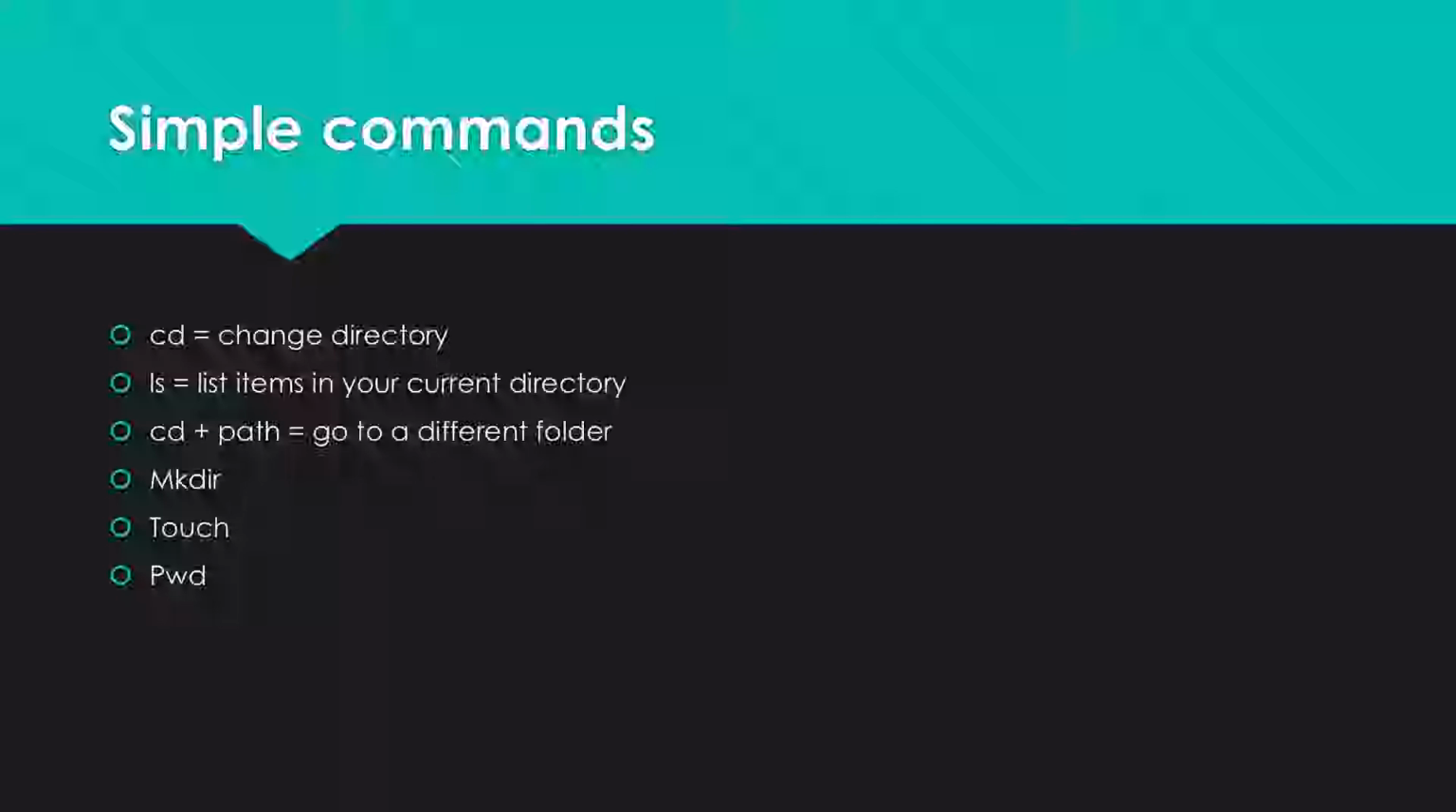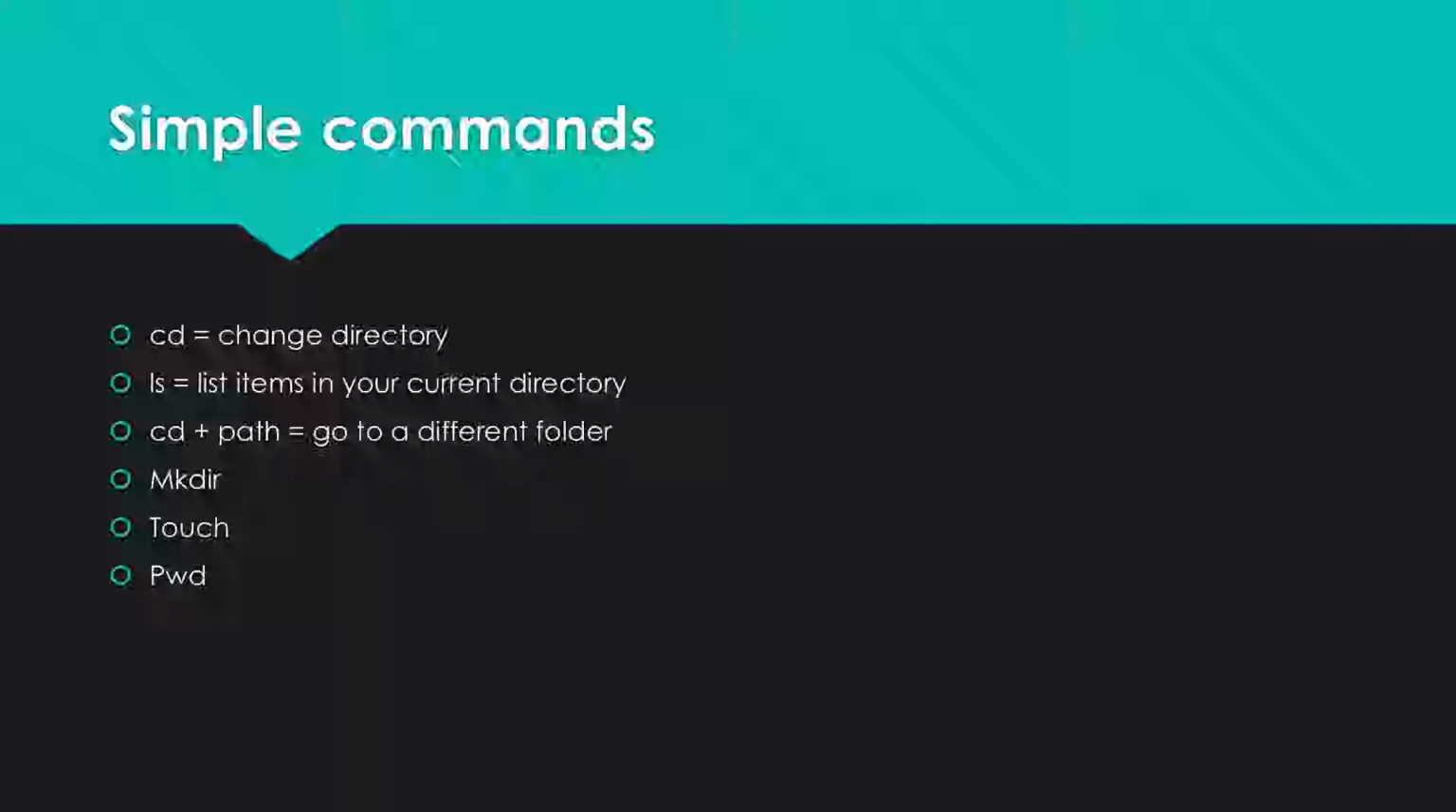LS will list out the current items in the folder that you're in. It'll also list out files. Anything that's in that folder, it'll list it out. That's LS, not IS. MKDIR will make a directory, which is the same thing as just making a folder. So whatever folder you're in, MKDIR will just create a folder, and then after MKDIR, you just do a space and then the name of the folder that you want to create.